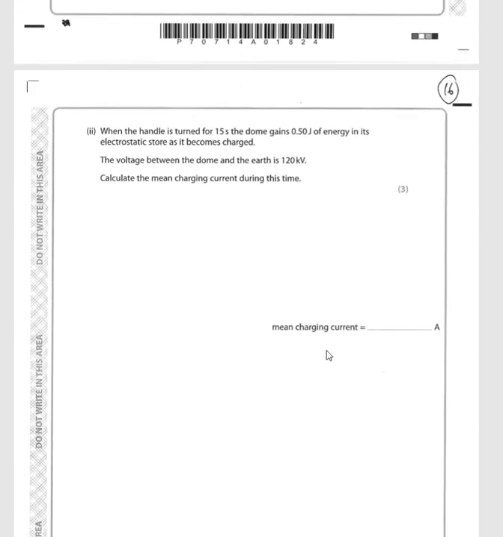Good, that's it. Now, for this one here, we need to remember the equation: energy is equal to I V T. We are looking for the charge in this particular case. What do we do? Sorry, we're looking for current, my bad. So the mean charging current, in amps. We need to rearrange this equation, so I is equal to E over V T.